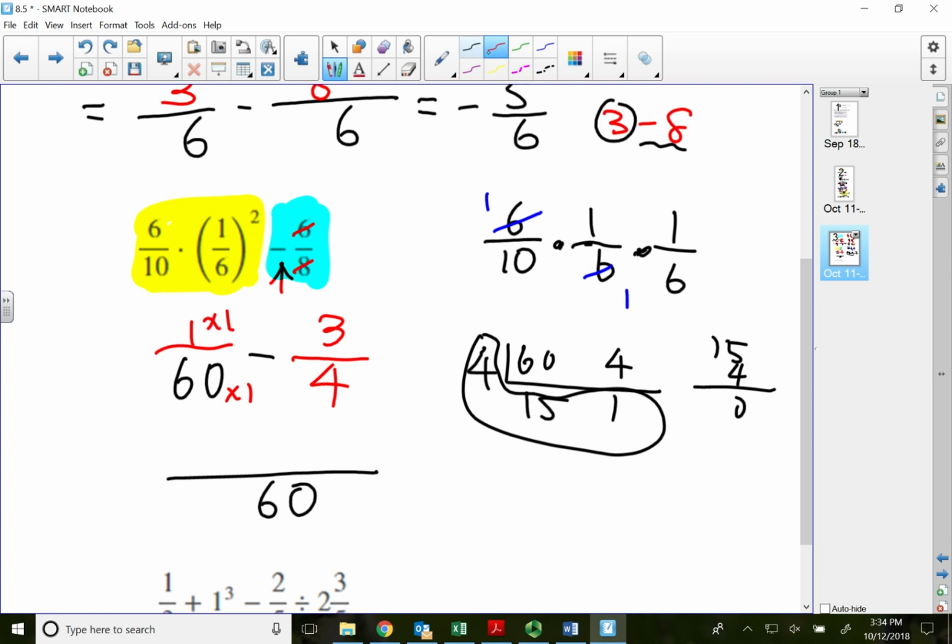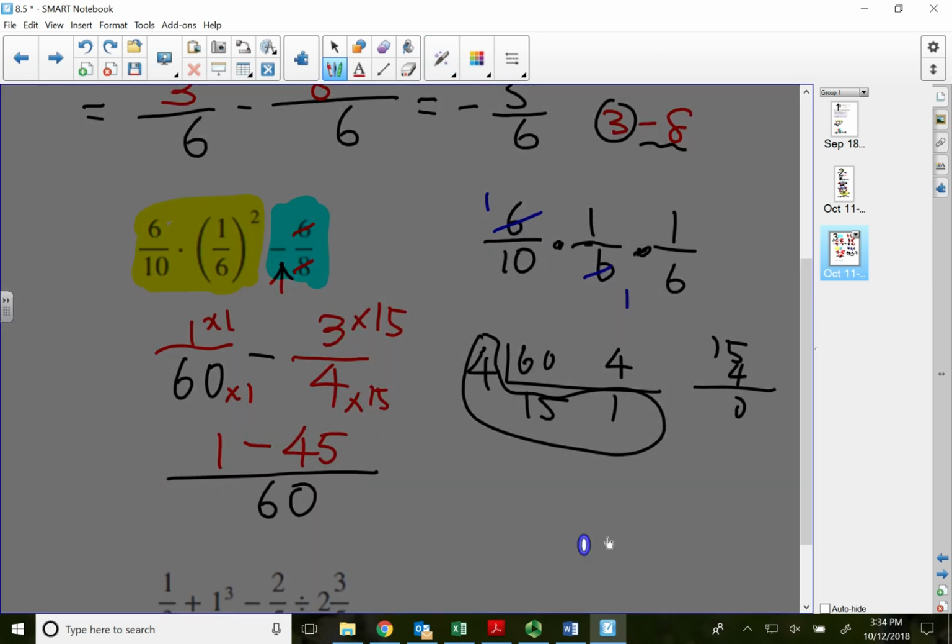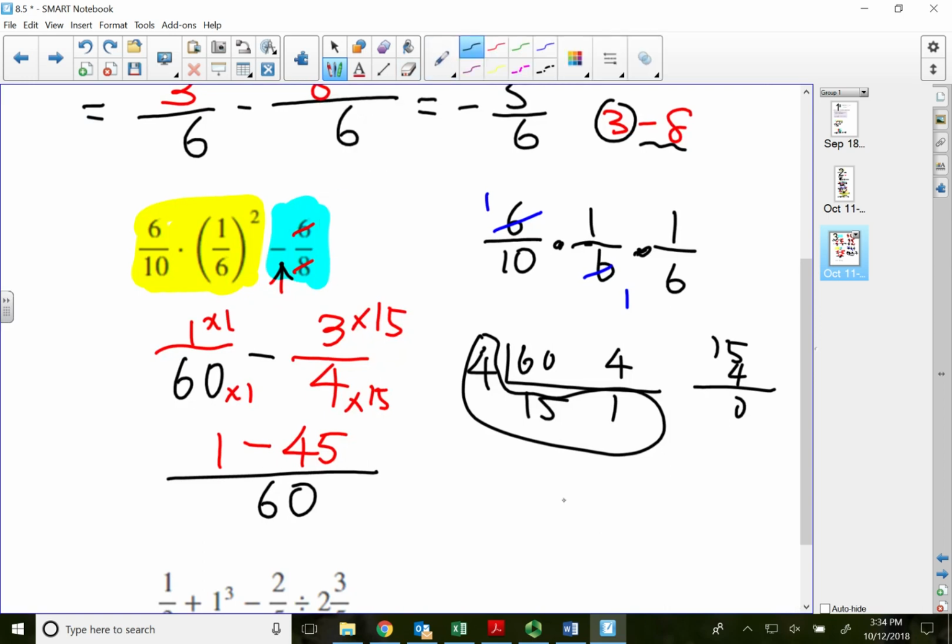Numerator times 1, which is 1. Minus, all right, 4 will become the new 60, times 15. Numerator times 15. So 3 times 15, which is 45. So basically, if you write the LCD twice, I have 1 over 60 minus 45 over 60, which is the same thing as what I wrote here. 1 minus 45, turn with different sign.